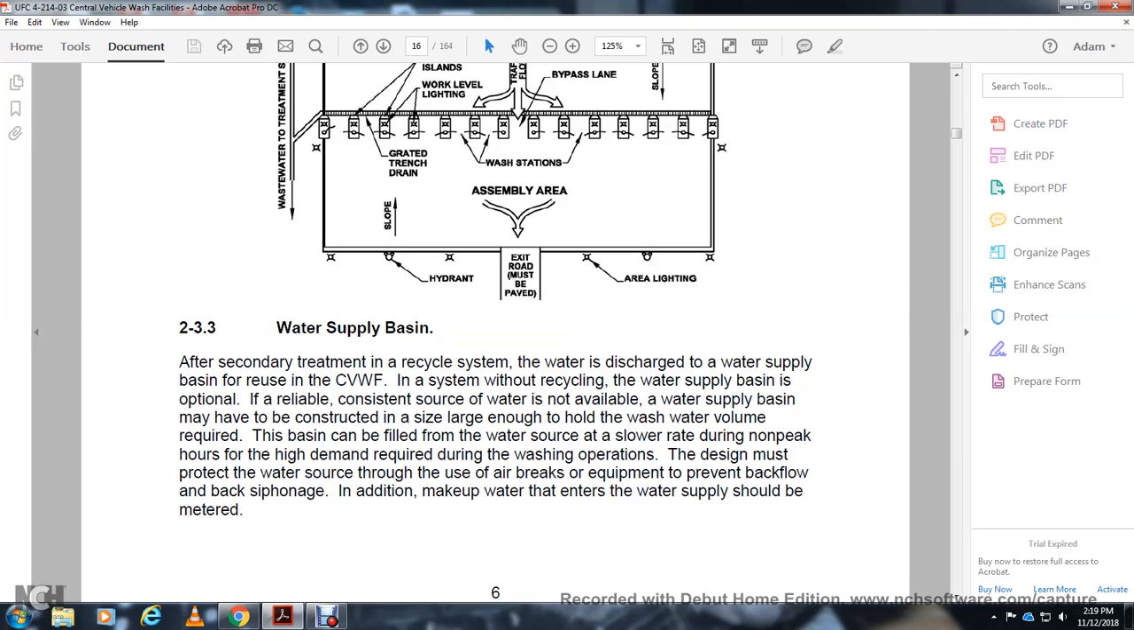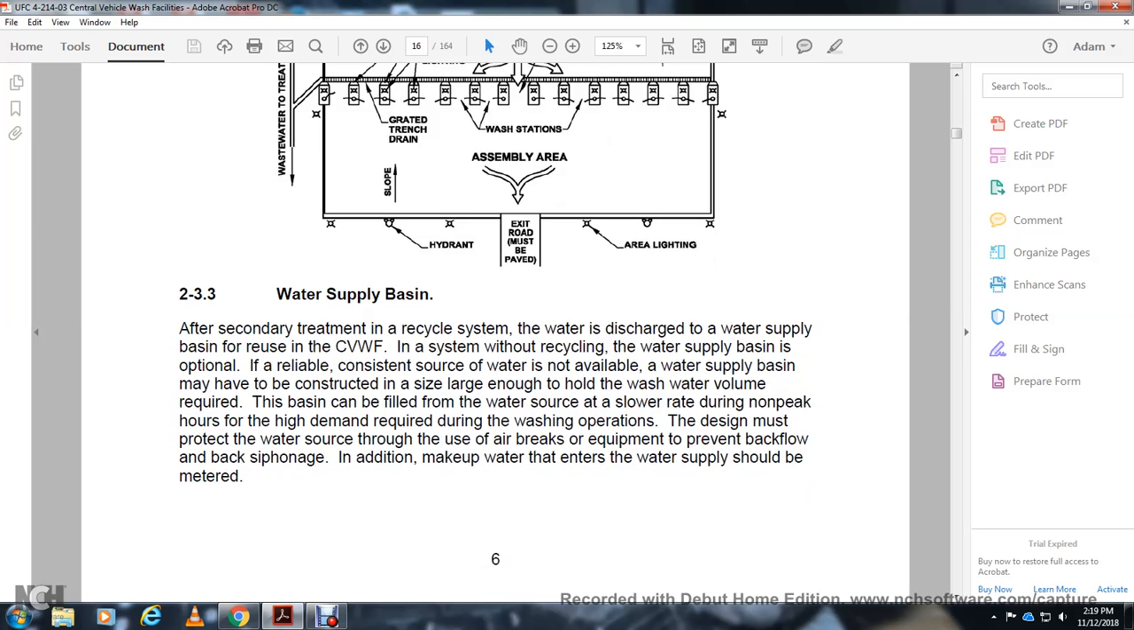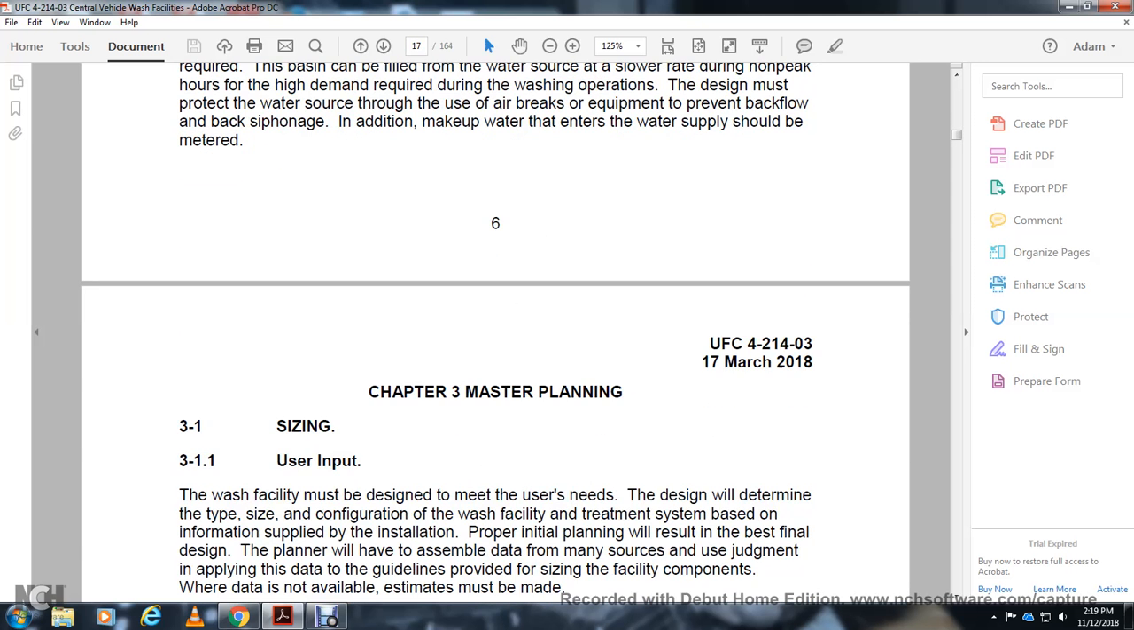The design must protect the water source with an air brake for the equipment to prevent backflow, and additional makeup water for the system should be metered. 3. Chapter 3, Master Planning.